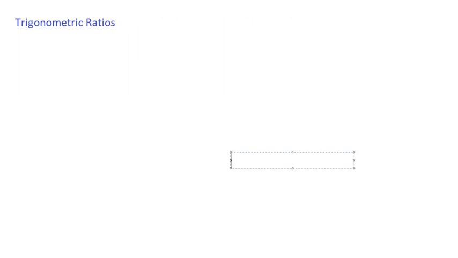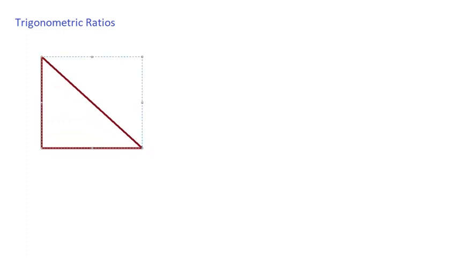In this video, we are going to define the basic trigonometric ratios. For that, we have to again take a right angle triangle. So suppose we have this right angle triangle ABC, where angle B is equal to 90 degree and angle C is theta.